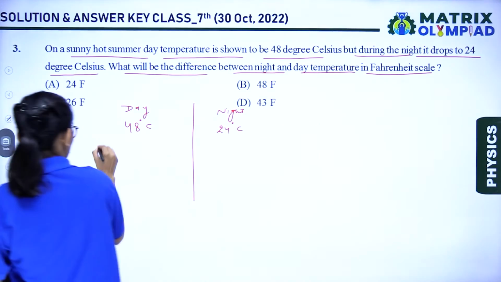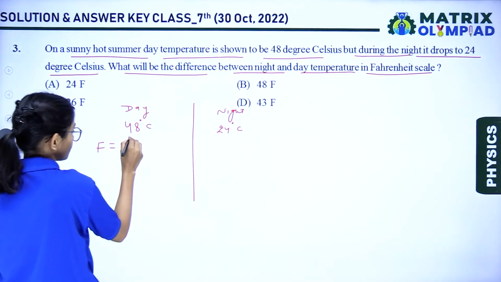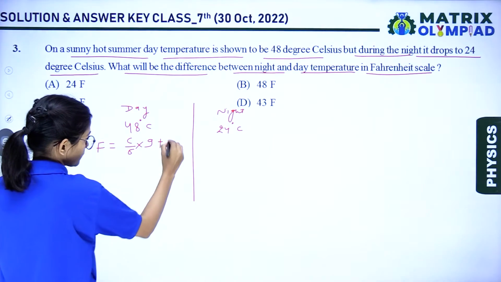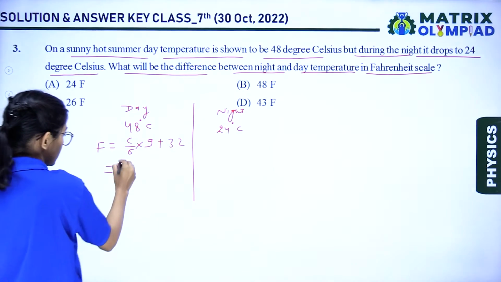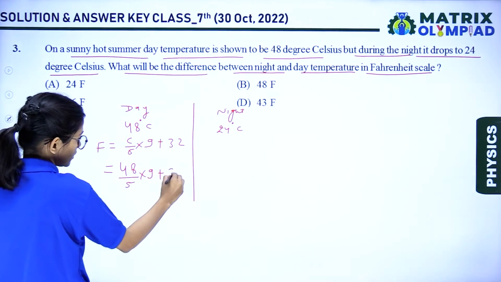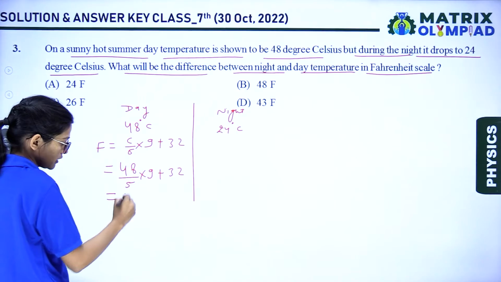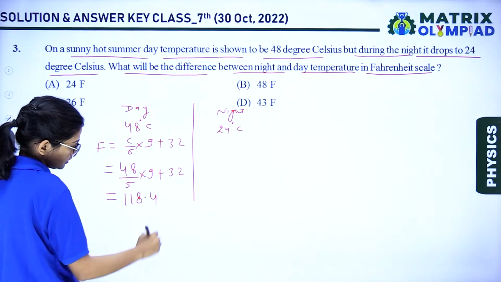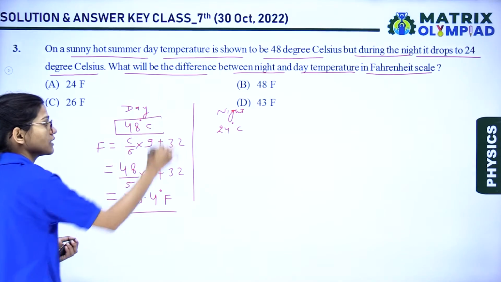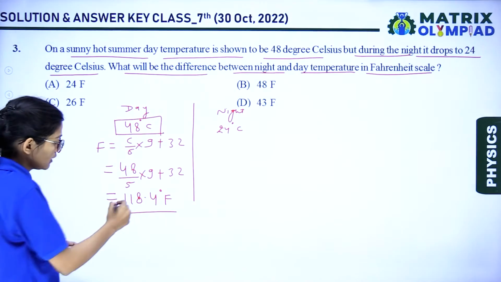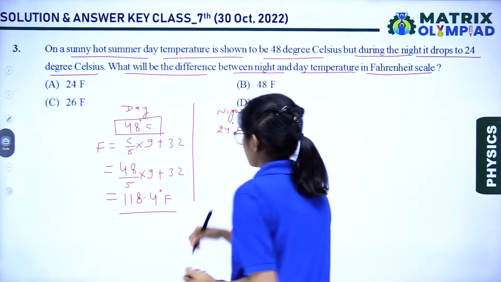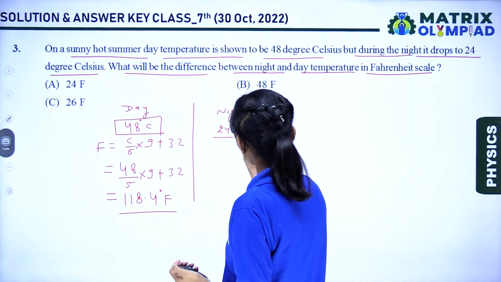So just convert. We know that F is equal to C upon 5 into 9 plus 32. Just put in the value: 48 upon 5 into 9 plus 32. Just solve this, then we get 118.0 degrees Fahrenheit. So the day temperature, 48 degrees Celsius, is 118.0 degrees on the Fahrenheit scale. Now convert the night temperature into Fahrenheit.